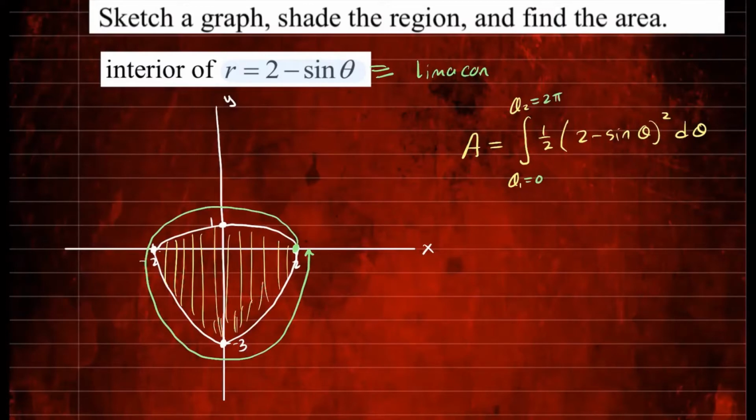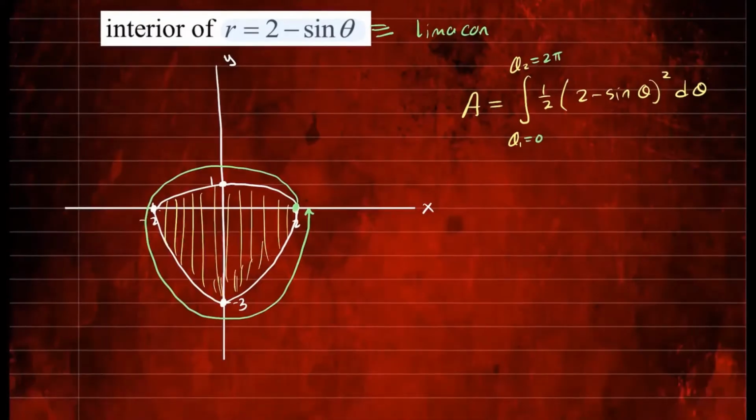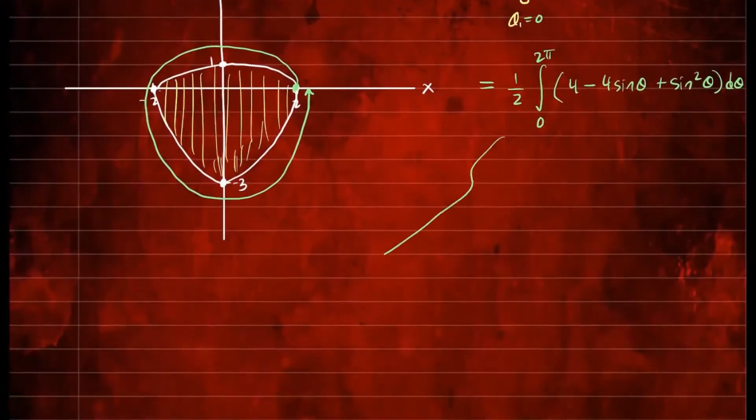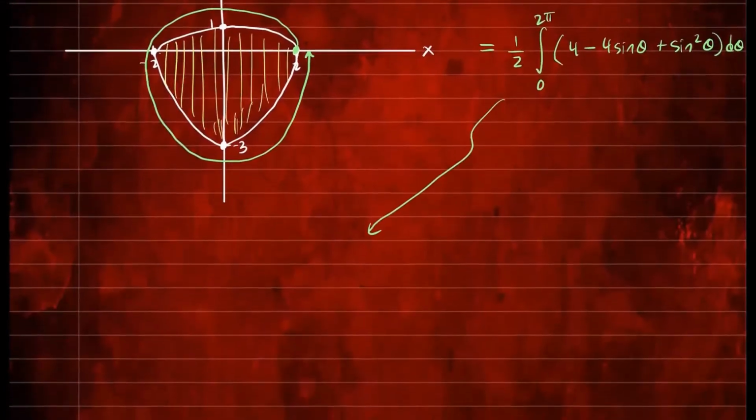Now let's go ahead and integrate this. That's not too difficult. We're going to use some identities and simplify this. So this is equal to, I'll plug in the 1/2, we're integrating from 0 to 2 pi of 2 minus sine theta squared. If you expand that, you'll have 4 minus 4 sine theta plus sine squared theta d theta. Now let's bring that down here so we have more space to work on. So let's keep writing the 1/2 outside the integration. This is 0 to 2 pi.